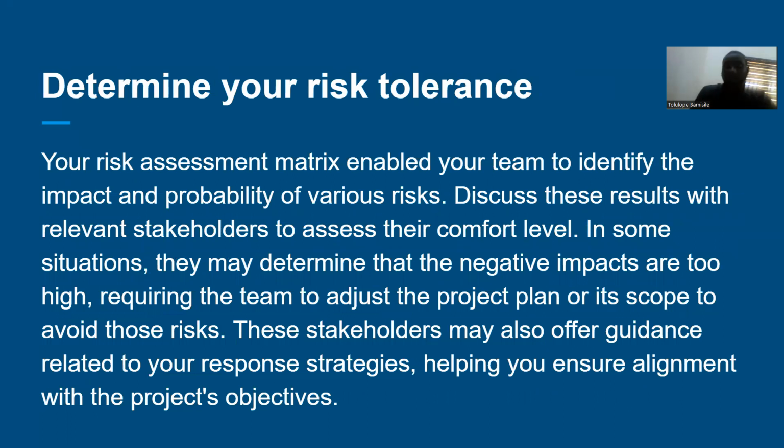Now, determine your risk tolerance. Your risk assessment matrix enables your team to identify the impact and probability of various risks. Discuss these results with a relevant stakeholder to assess their comfort level. In some situations, they may determine that the negative impact is too high, requiring the team to adjust the project plan or its scope to avoid this risk. The stakeholder may also offer guidance related to your response strategy, helping you ensure alignment to the project objectives. So it's just to check how much risk you can take. Does your project scope contain that risk? Won't it affect the timeline you set on that project? That's what you're trying to check.